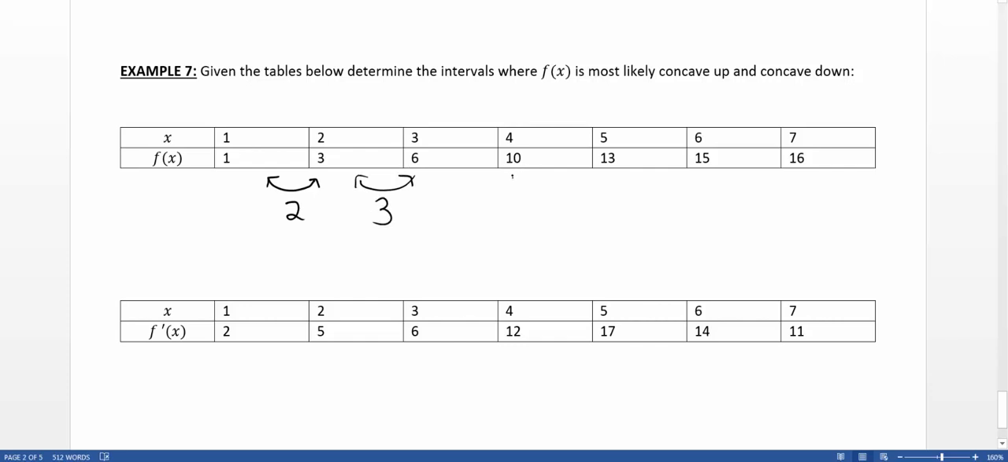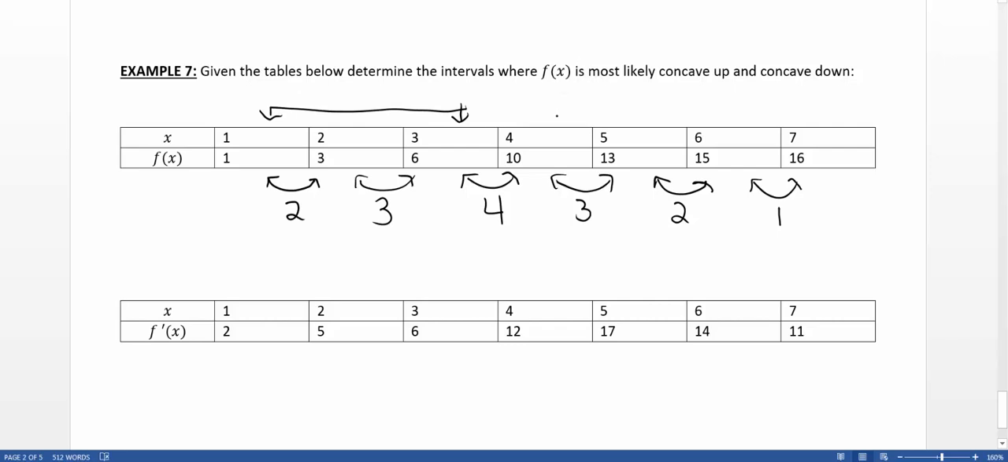And then I'll do 10 minus 6 divided by 4 minus 3, and that'll give me 4. And then 13 minus 10 divided by 5 minus 4 will give me 3. 15 minus 13 divided by 6 minus 5 will give me 2. And 16 minus 15 divided by 7 minus 6 will give me 1. So if I look carefully at this, I can see that my average rates of change are increasing from 1 to 3. And then they're decreasing from 4 to 7.